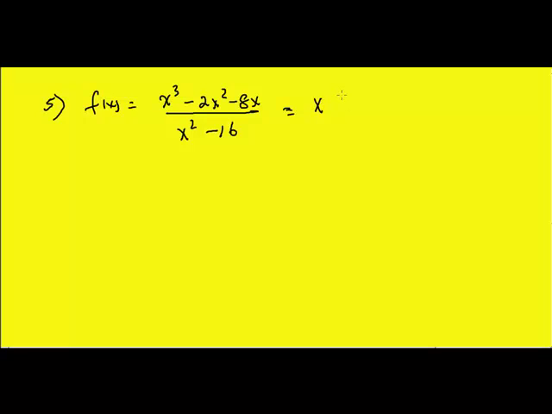Okay, when I factor out the top, I can take out an x, and I'm going to get x squared minus 2x minus 8. And then in the bottom, that's a difference of two squares, that's (x plus 4) times (x minus 4).